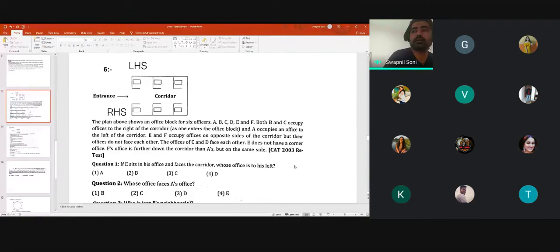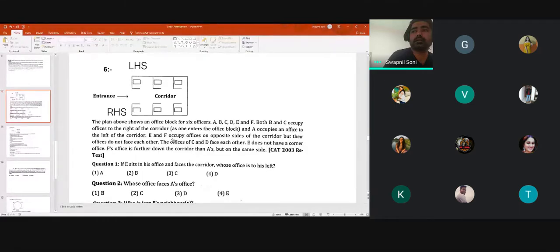Okay. So E and F occupy offices on opposite sides, but we don't know exactly where. E could be here and F could be here. But they have said one thing, that they do not face each other, which means if E is over here, F will not be over here. F can be over here or over here.